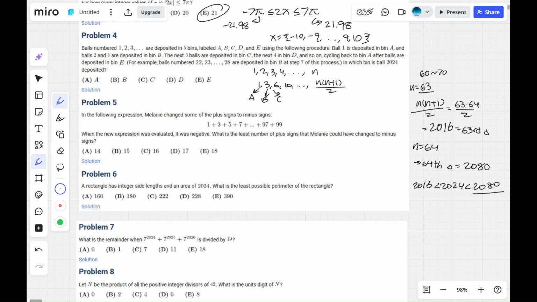So there are 5 bins, so the 64th deposit is basically just 64 mod 5. So this is equal to 4, which is D.